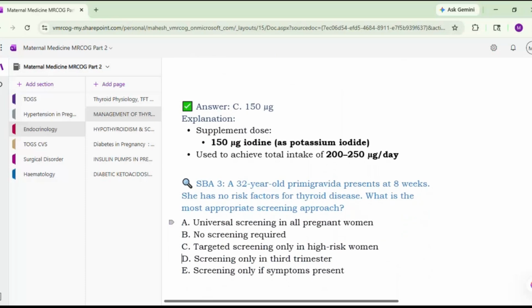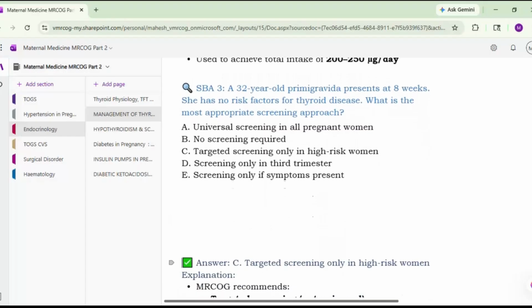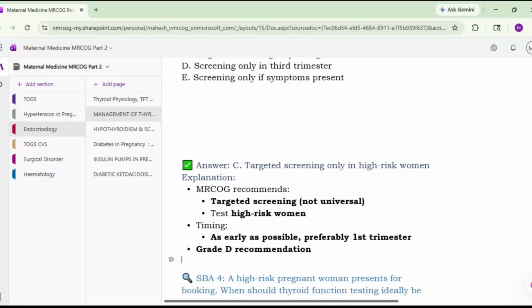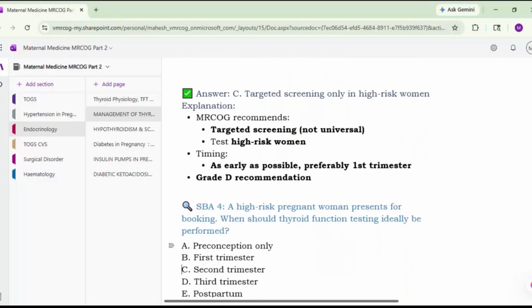Next. A 32-year-old primigravida presents at 8 weeks. She has no risk factors for thyroid disease. What is the most appropriate screening approach? No routine screening is required. B, correct. So only targeted screening. Okay, targeted screening only in high-risk women. So timing is as early as possible for targeted patients, preferably first trimester.